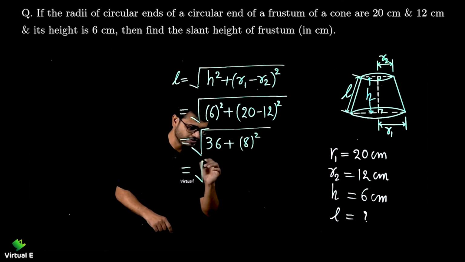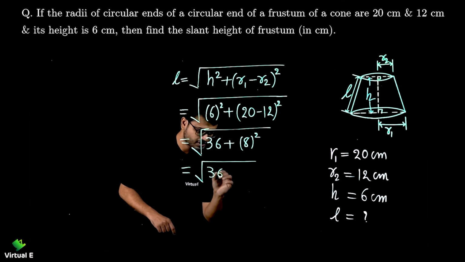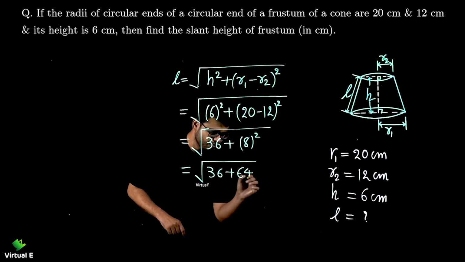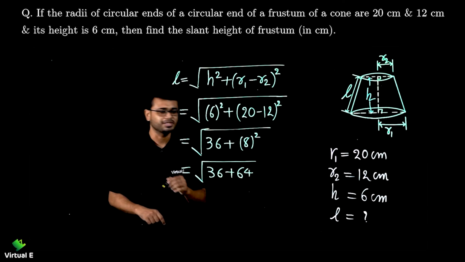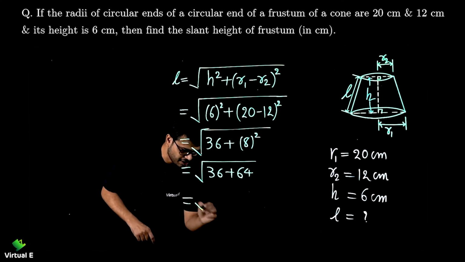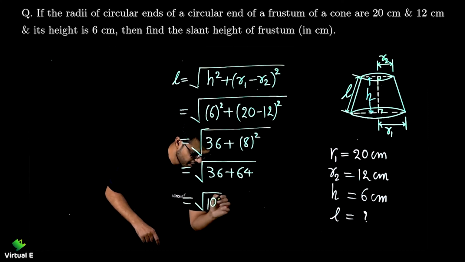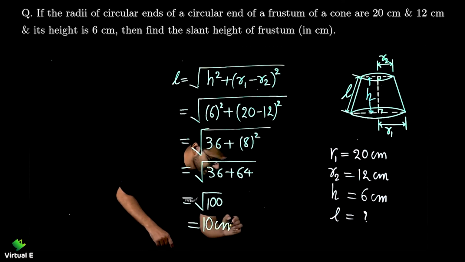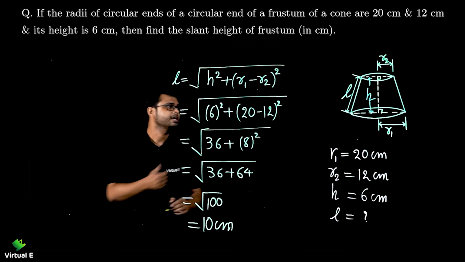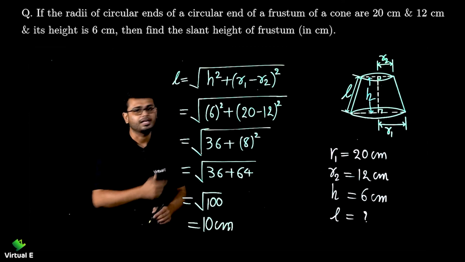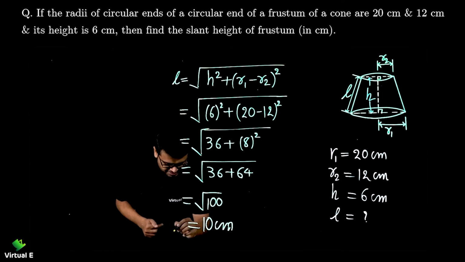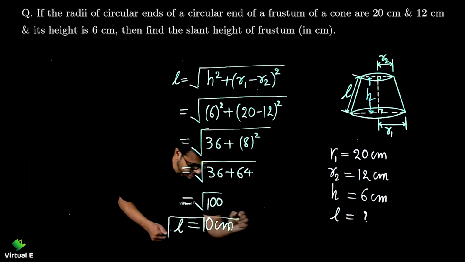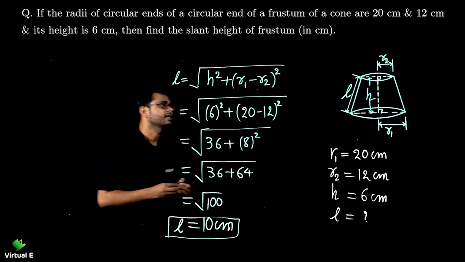So let's do the final step now. 36 plus 64 will give you 100, simple. And the square root of 100 is 10 centimeter. Don't take the negative value because we are talking about the real life quantity L. It cannot be negative 10 centimeter. So what is the slant height? The value of slant height is 10 centimeter.